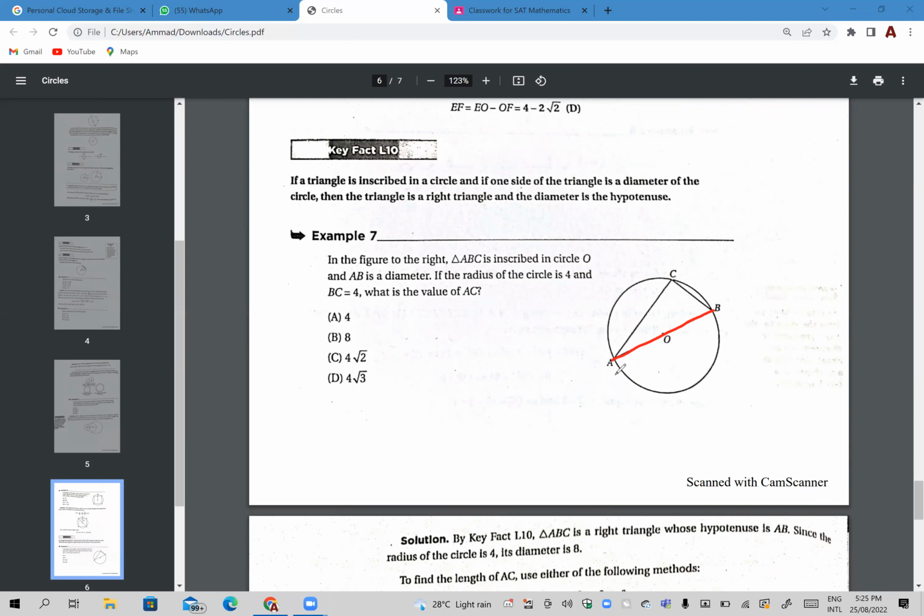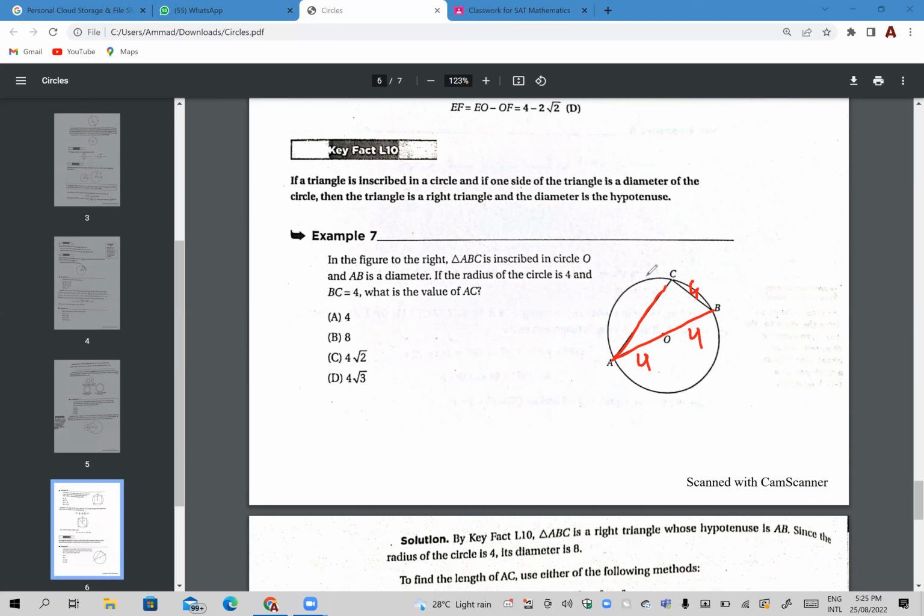So let's look at this example. In the figure to the right, triangle ABC is inscribed in circle O, and AB is the diameter. If the radius of the circle is 4, this is 4, this is also 4. And BC is also 4. What is the value of AC? ये find करना है हमने.